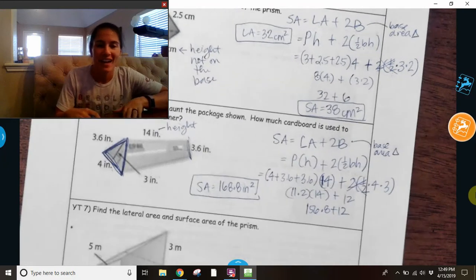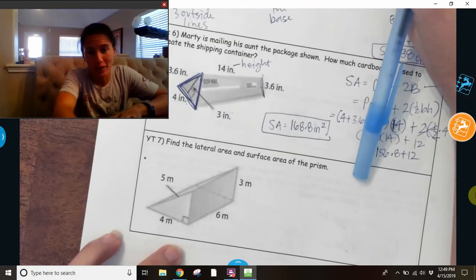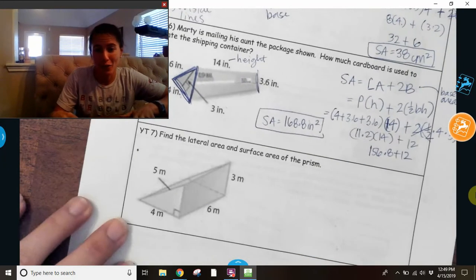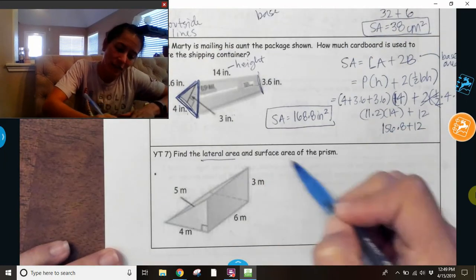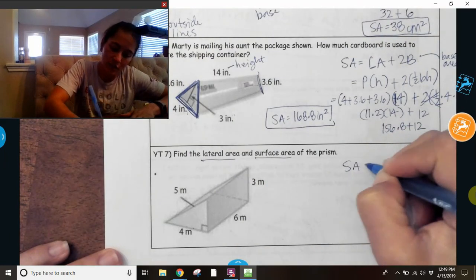Okay. All right, so we have this last Try. I want you to pause it and then press play. I'm going to go through it kind of quickly because I'm about to reach my limit. Okay. On the lateral area and surface area. So surface area.